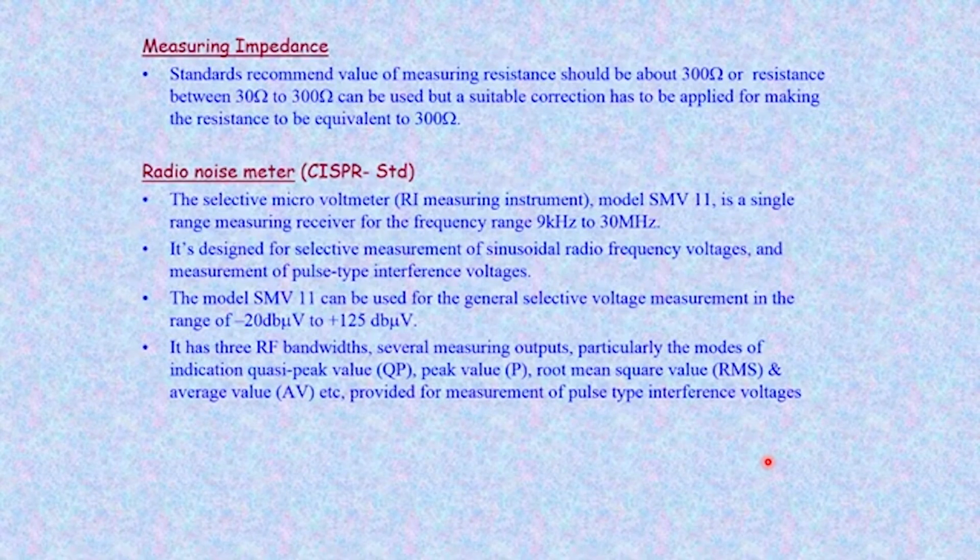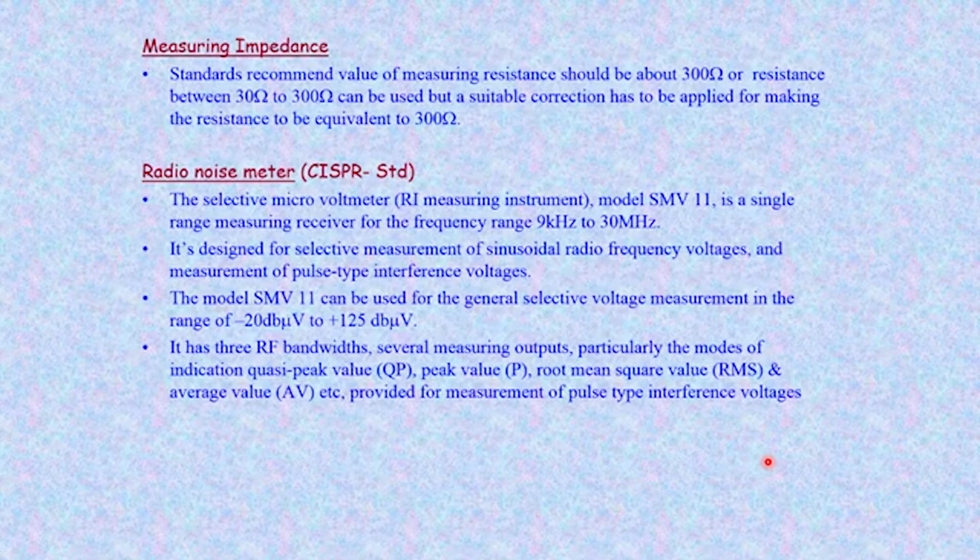The measuring impedance, which has been shown as different resistive elements: the standard recommends a value of around 300 ohms, because the surge impedance of the transmission line is around 300 ohms. That is the reason why the measuring impedance should be 300 ohms. But the standards allow measurements to be made anywhere between 30 ohms to 300 ohms, and a suitable correction has to be applied to make it equivalent to 300 ohms. This is clearly mentioned in the IEC 60437 standard.